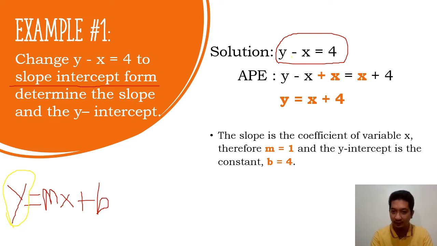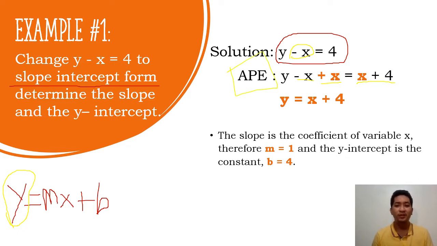Now, we just have to get rid of negative x. So paano ba natin tatanggalin ang negative x? Using APE, we can add both sides of the equation to x or the positive x. So we can have negative x plus positive x that will give you 0. So you don't write 0 anymore in an equation. And adding it also on the right side of the equation, it will give you x plus 4. So that's why it's written in orange for you to understand why did I use APE.